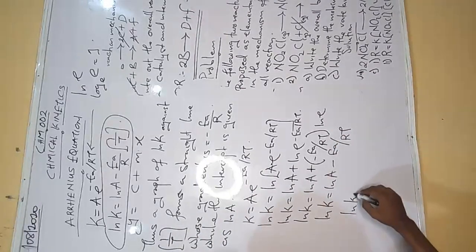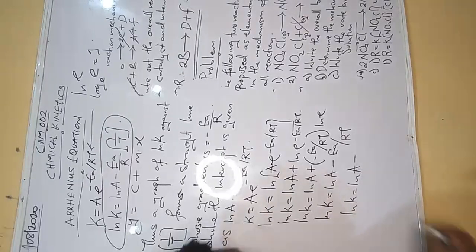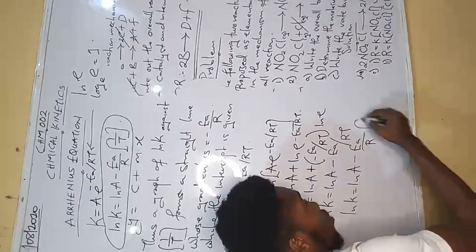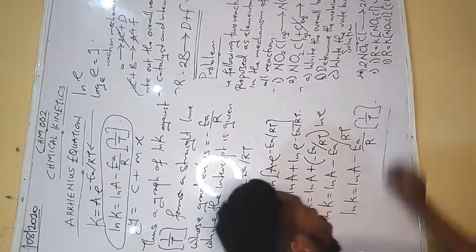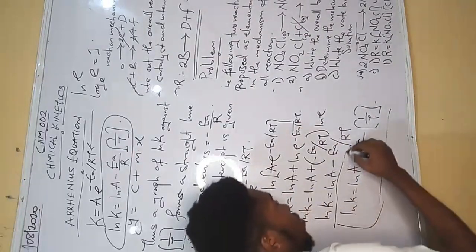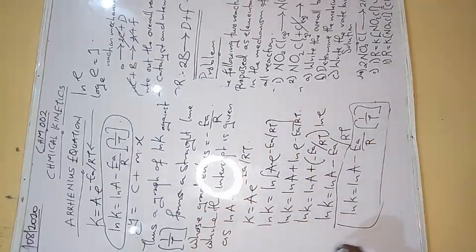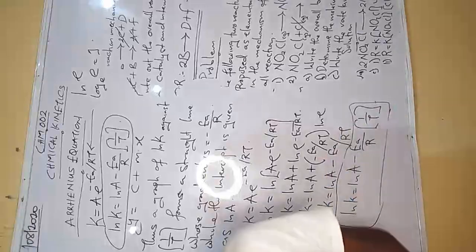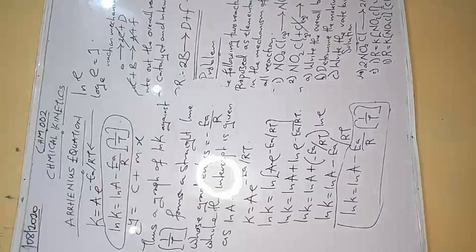Then ln k is equal to ln A. For visibility purpose, we will now write Ea over R, this over T, we now separate it as 1 over T. So please, this is the derivation of this expression in case you are asked. This year there is high tendency that they'll be asking you guys a lot of derivations, so you guys have to be very prepared for anything they ask.